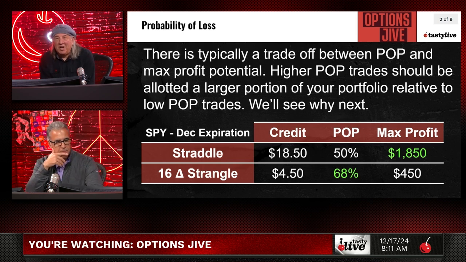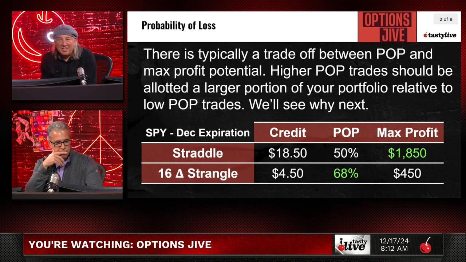There's typically a trade-off between pop and max profit potential. The higher the pop trades, that's probability of profit, should be allotted a larger portion of your portfolio relative to low pop trades. And that's the way we've approached trading since the beginning of Tasty. If you want to do things that have a 50-50 shot or worse, like buying some out of the money calls, go right ahead. But allocate more money towards your high pop trades.